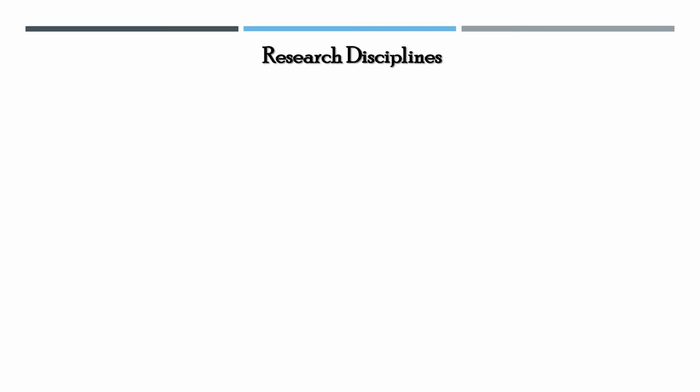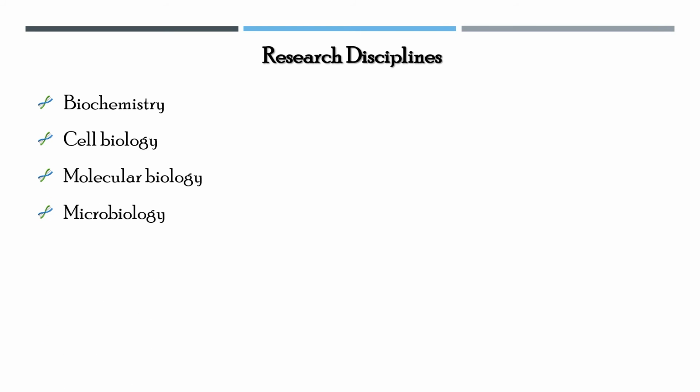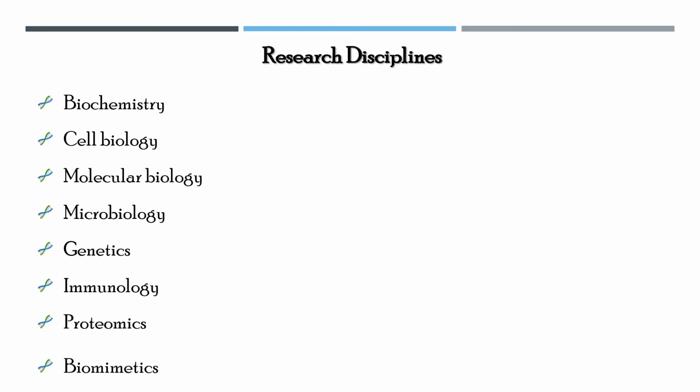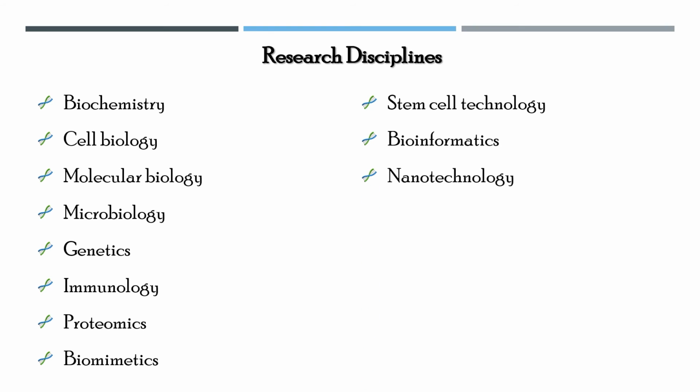There are n number of research disciplines under biotechnology. So some of them are biochemistry, cell biology, molecular biology, microbiology, genetics, immunology, proteomics, biomimetics, stem cell technology, bioinformatics, nanotechnology, genomics, and bioprocessing. So I'll be discussing these research disciplines in detail in the upcoming videos.